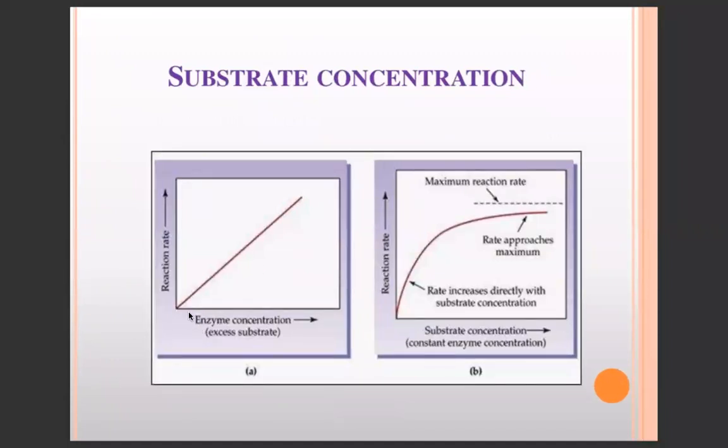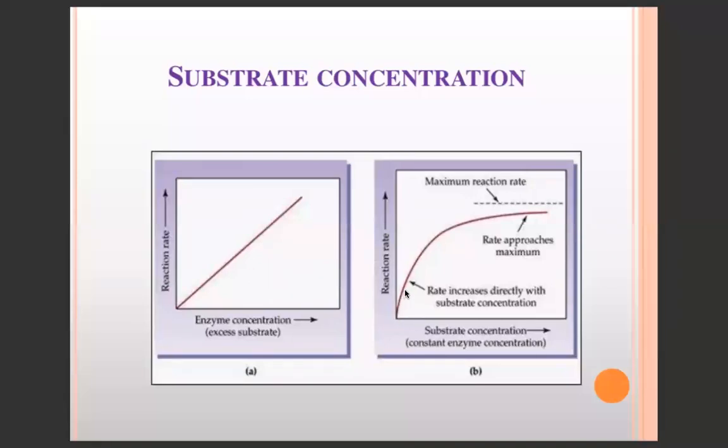Now, if you increase the enzyme concentration in the presence of a specific substrate, without increasing the amount of substrate concentration, the reaction goes like a straight line. The reaction rate increases linearly with increase in enzyme concentration. But if you add substrate concentration more and more in the presence of constant enzyme concentration, the reaction will not increase like this.